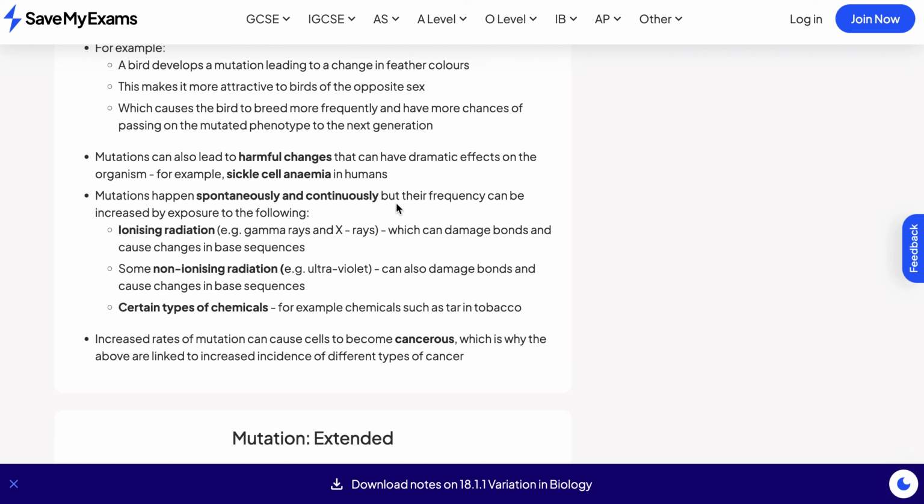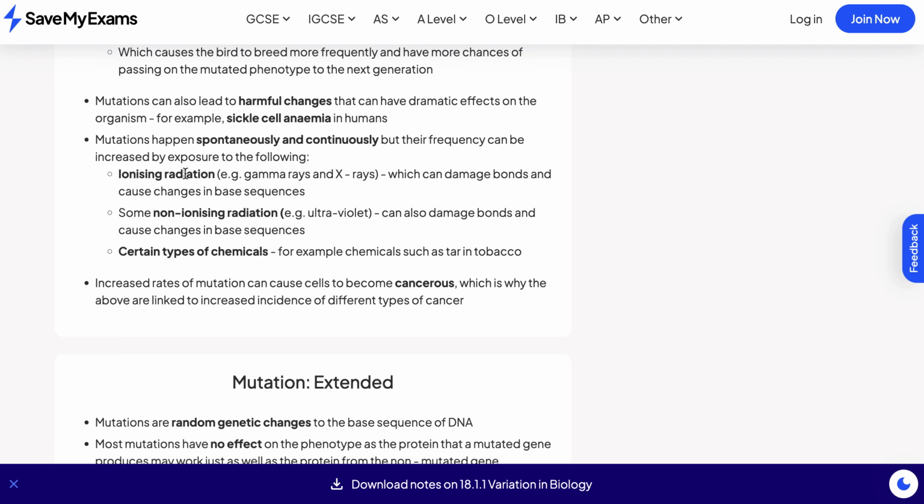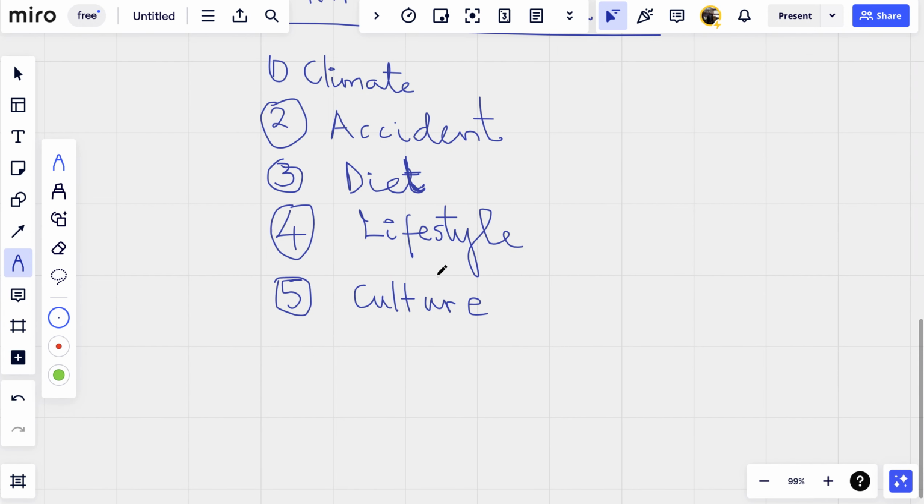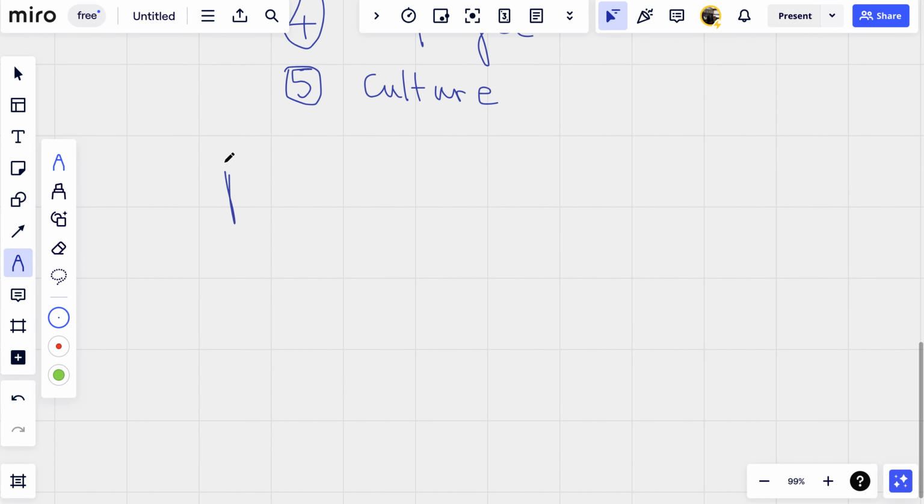But its frequency can be increased by what? These factors that we mentioned. Mutations happen to every human being, every living organism, but probably in a slow manner or in a very small amount. But the rate of mutation can increase, meaning we can have more mutation based on the following factors. One is the ionizing radiation.